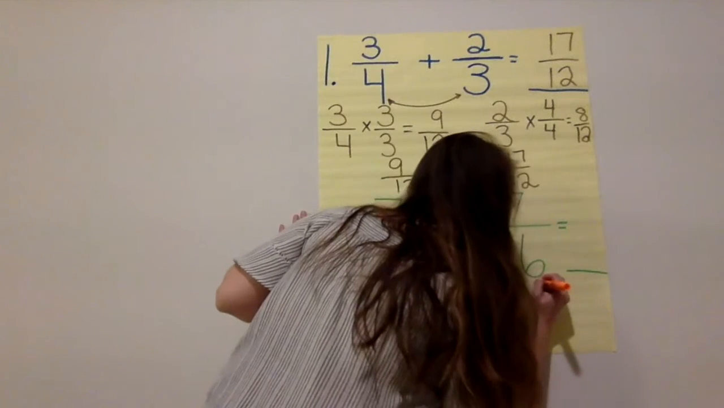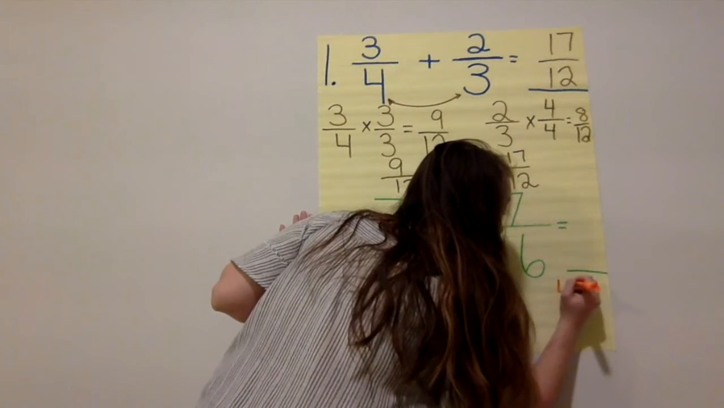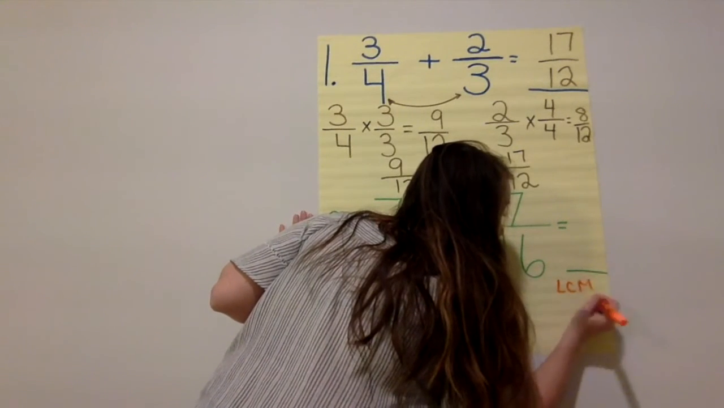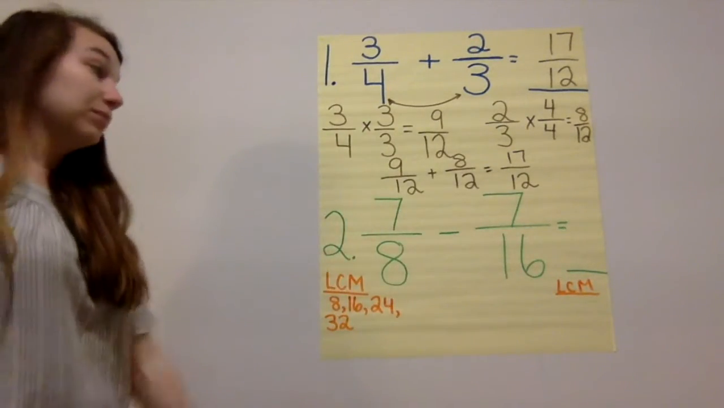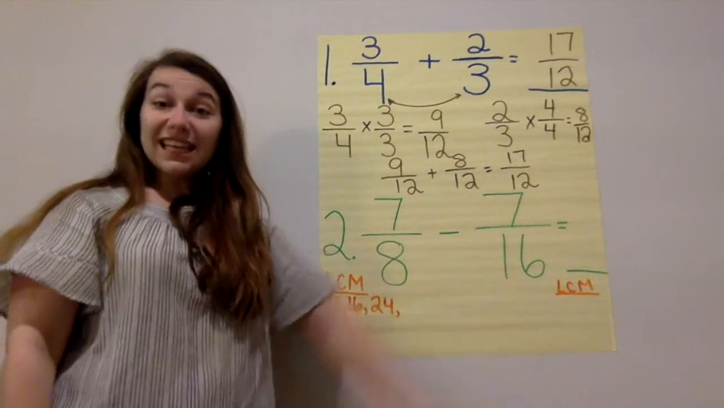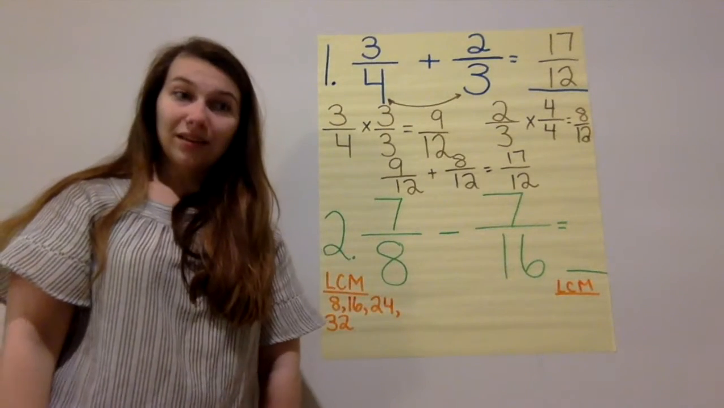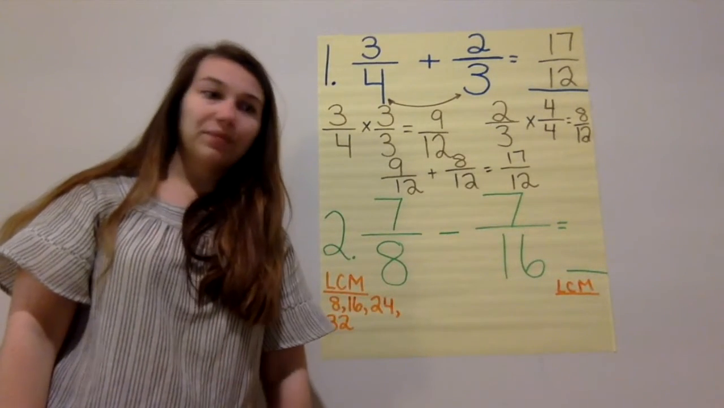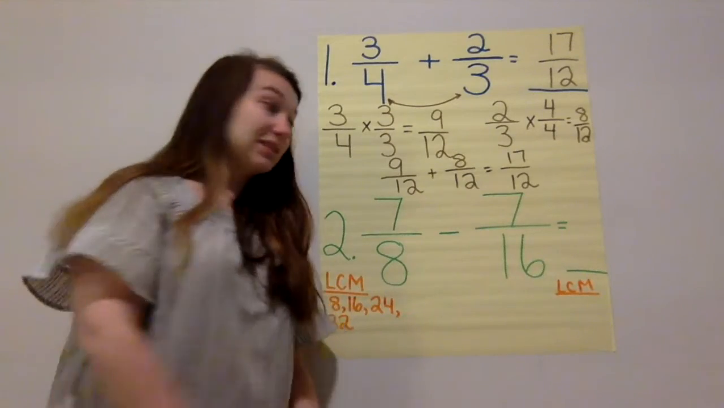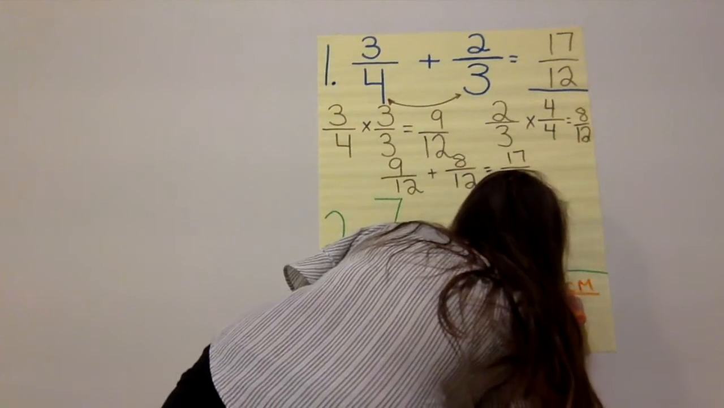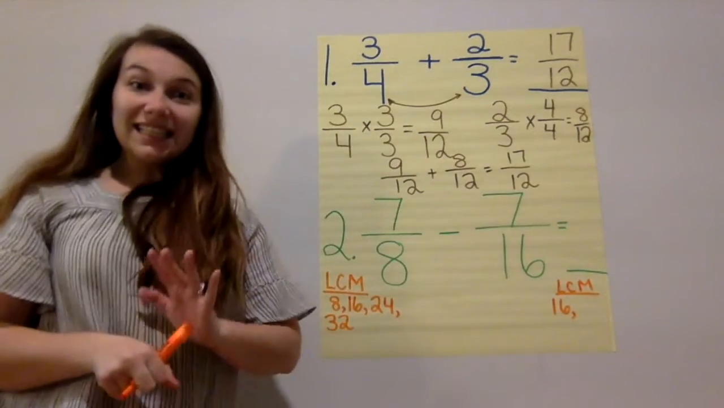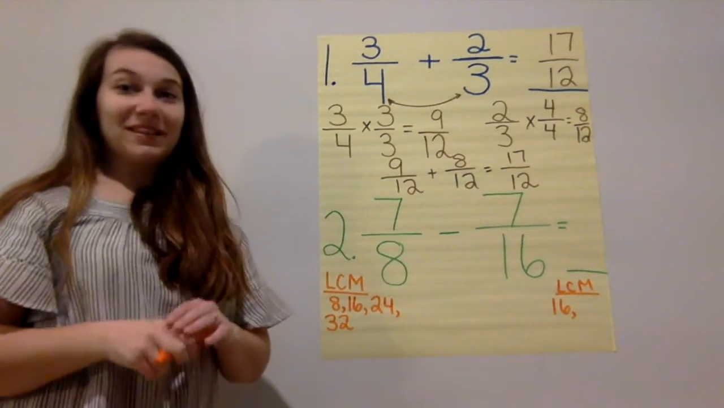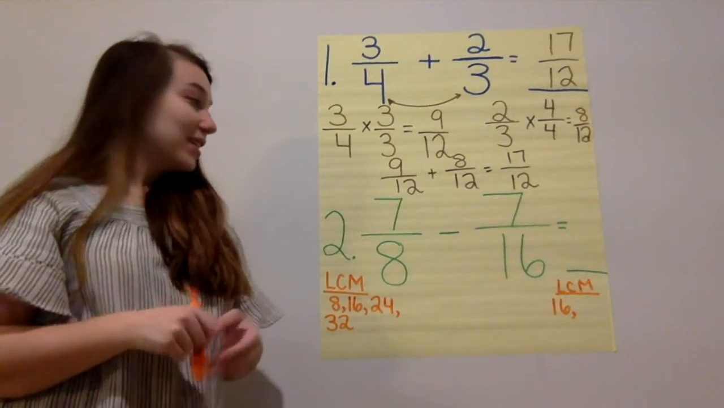And we're going to look for our least common multiple for 16. So we're going to do the same strategy. First off, 16 times 1. What does 16 times 1 equal? 16, very good. All right, what about 16 times 2? This one's a little challenging.